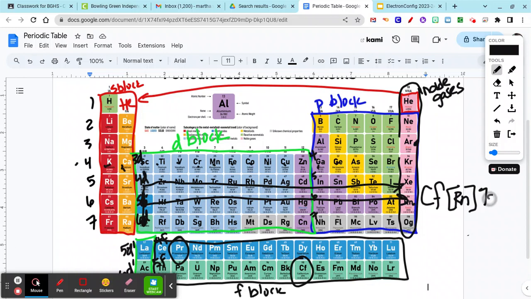Rn and I would say 7s2, and then I would go down to 6d1, and then 5f: 1, 2, 3, 4, 5, 6, 7, 8, 9. So that would be my shortcut configuration for californium.